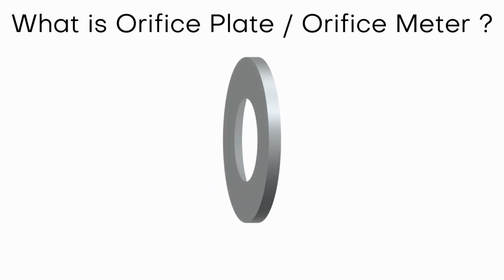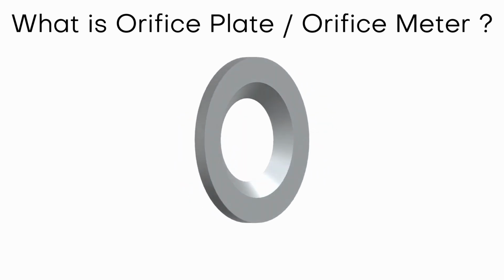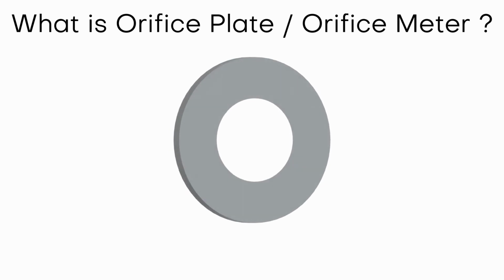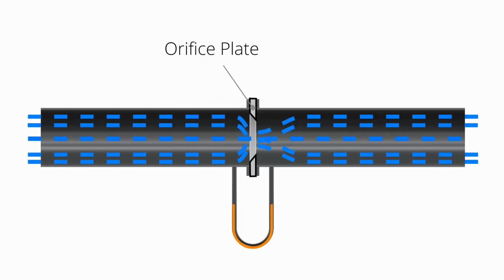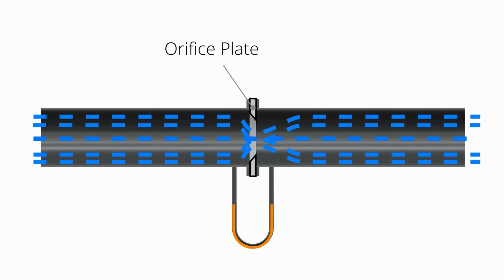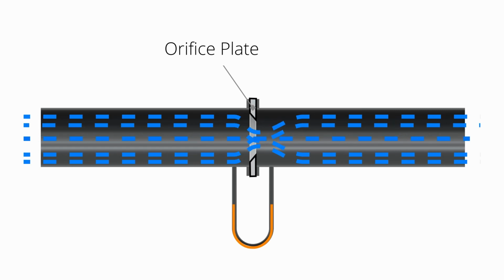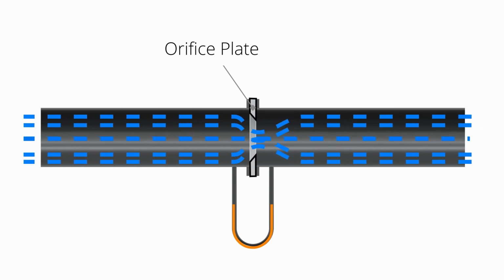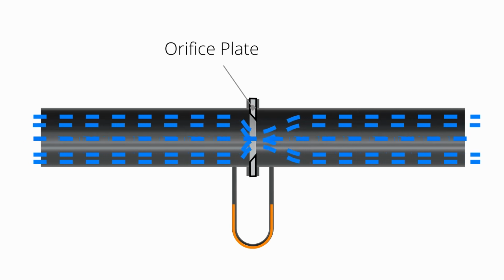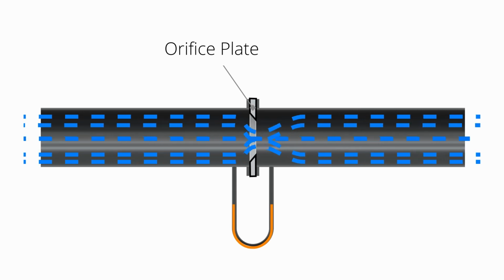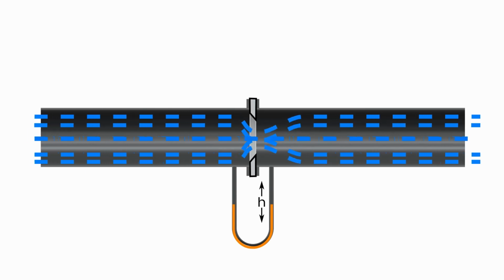An orifice plate is a thin, flat plate with a centrally located hole or orifice. It is typically installed in a pipe or duct to measure the flow rate of liquids, gases, or steam. The size of the orifice, along with the pressure difference across the plate, is used to determine the flow rate according to established equations. The principle of operation of an orifice plate is based on the concept of flow restriction and the application of Bernoulli's equation.